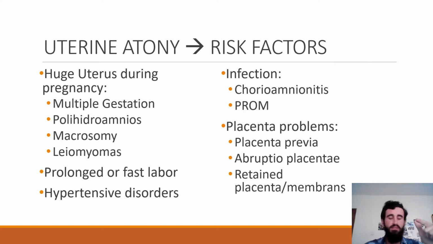All the hypertensive disorders during pregnancy: preeclampsia, HELLP, eclampsia, etc. Infection is another cause of uterine atony: chorioamnionitis, that is, preterm rupture of membranes, and all the placenta problems like placenta previa, abruptio placentae, retained placenta or membranes.